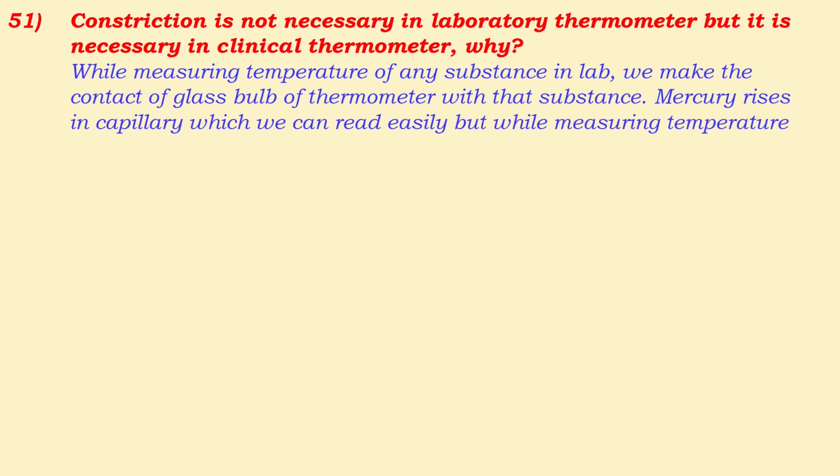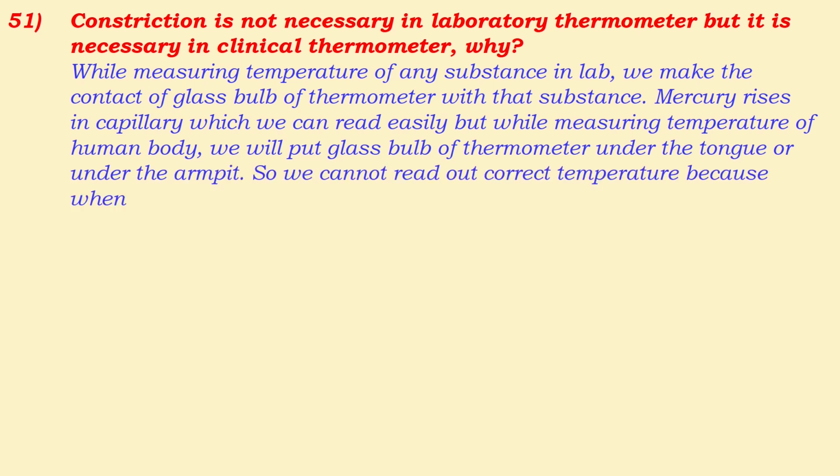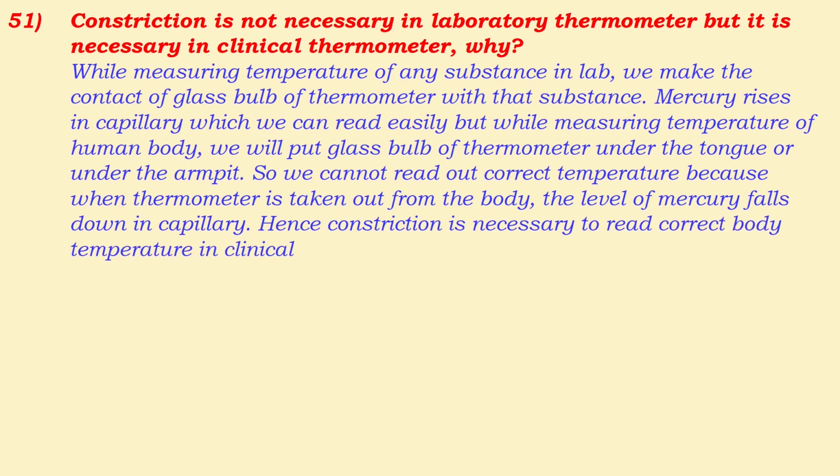Mercury rises in capillary, which we can read easily, but while measuring temperature of human body, we put glass ball of thermometer under the tongue or under the armpit, so we cannot read out correct temperature, because when thermometer is taken out from the body, the level of mercury falls down in capillary. Hence, constriction is necessary to read correct body temperature in clinical thermometer.